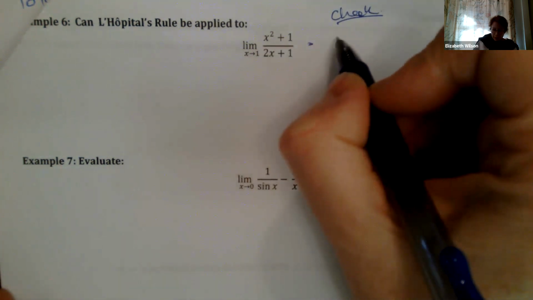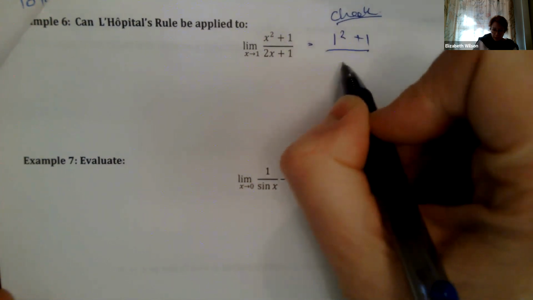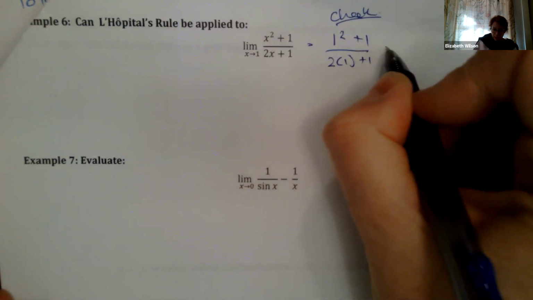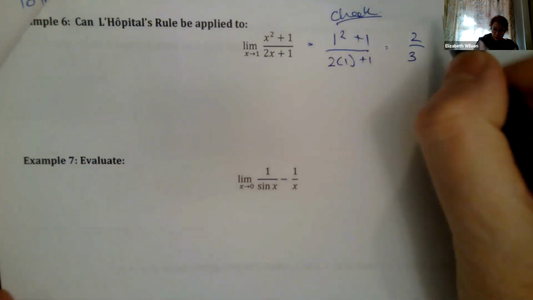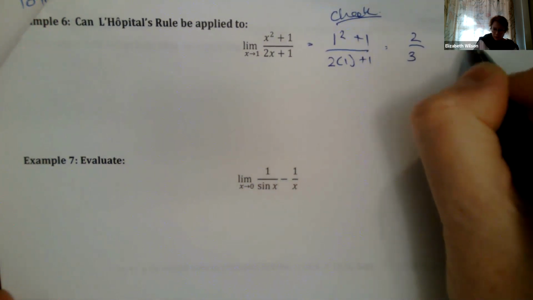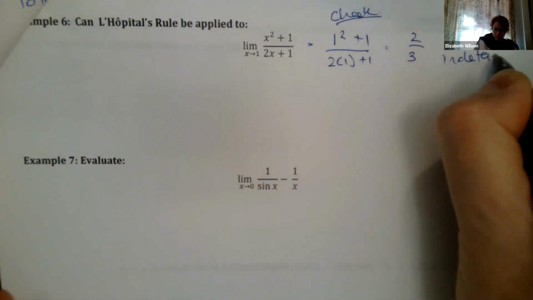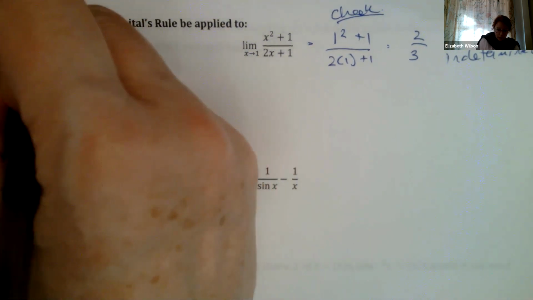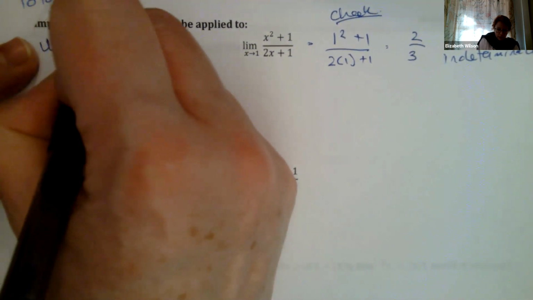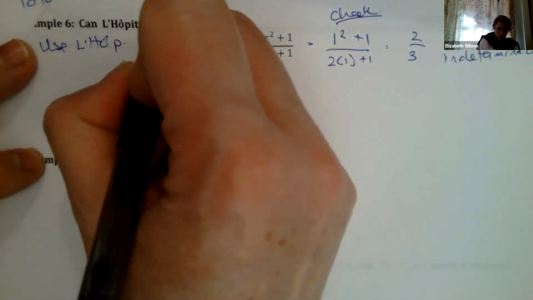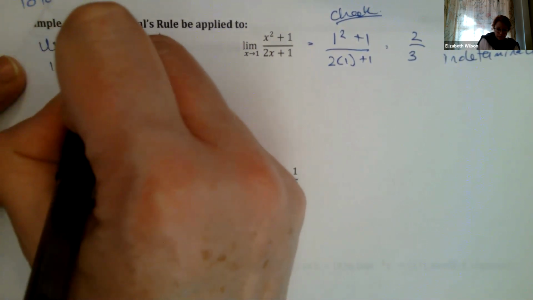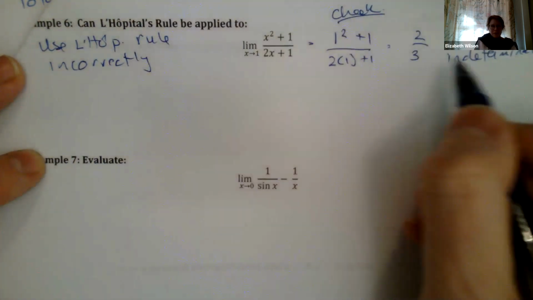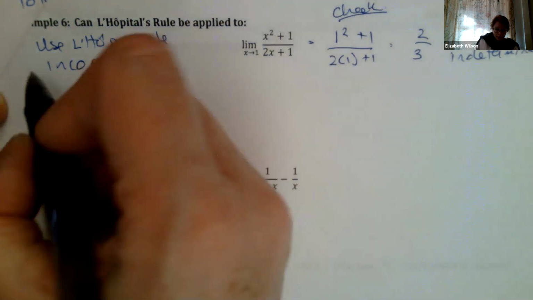So if I evaluate my limit here, I get 1 squared plus 1 all over 2 times 1 plus 1, which gives me 2 over 3, which doesn't look indeterminate. Not indeterminate. But let's say I'm really excited, I'm on an exam, I'm going really quick, and I'm thinking I can just do L'Hopital's rule because it'll make it more simple. So we're going to use L'Hopital's rule, and I'm going to write it down incorrectly. We're going to apply it to something that's not indeterminate, and we'll see what we get, right?